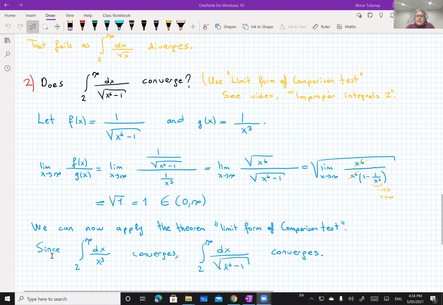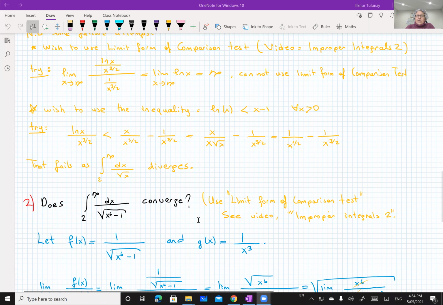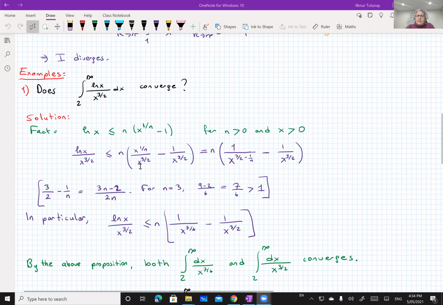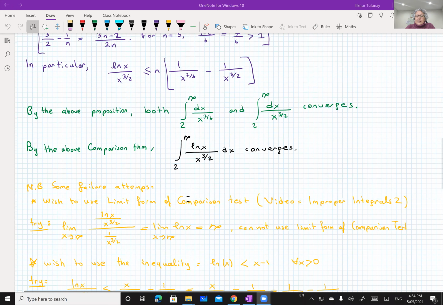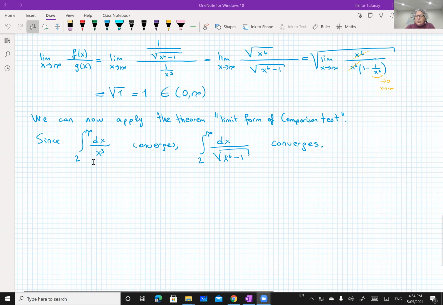Since this integral converges because of our proposition. What was our proposition? Let's see again. For any number, it doesn't mean that it's 1, but some number to infinity, the integral of 1 over x^p dx converges when p is bigger than 1. So that makes this one converge. And since this converges, by the limit form of the comparison test, our integral converges.